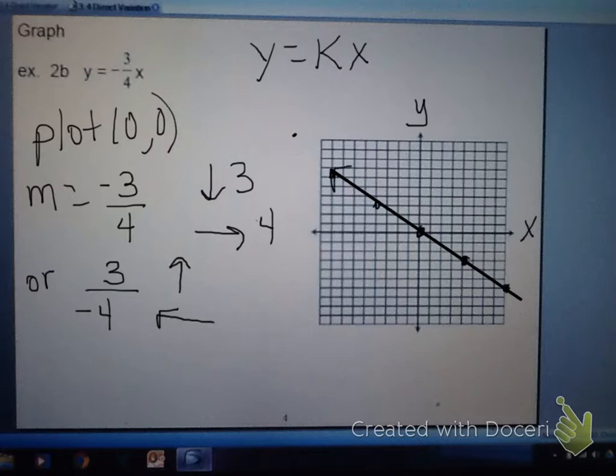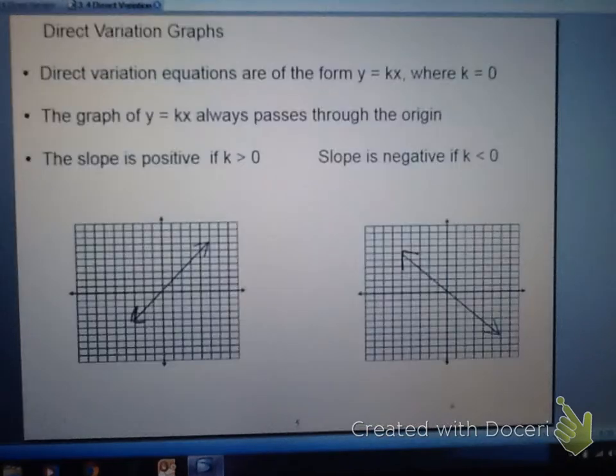And again, put arrows, and there's the graph. Direct variation graphs. Direct variation equations are in the form of y equals kx, where k is not equal to 0. The graph of y equals kx always passes through the origin.